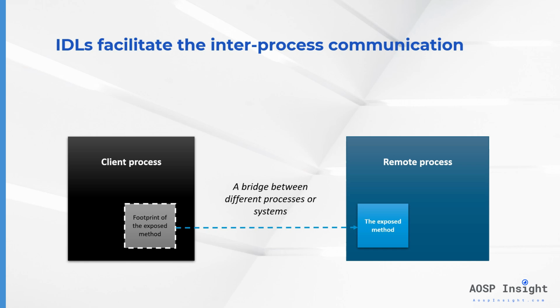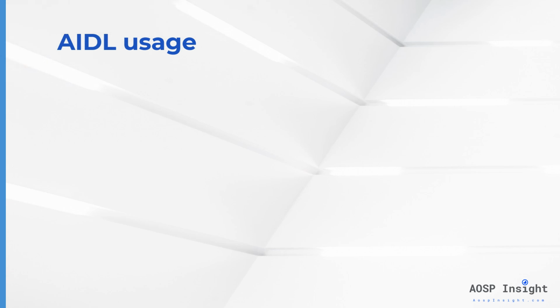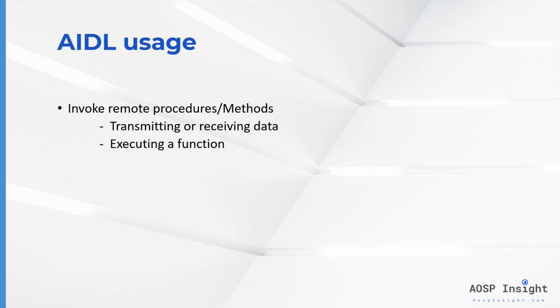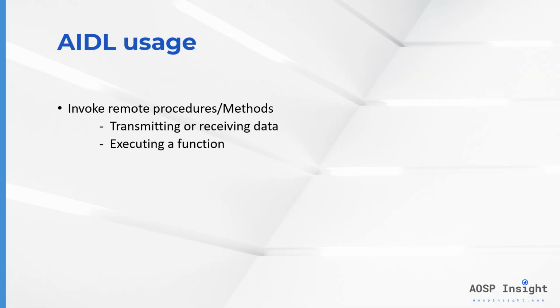But what is AIDL used for, and how should we use it, or where is it commonly applied? These questions could help clarify the role of AIDL. As I mentioned earlier, AIDL helps you to invoke procedures and methods for two main purposes. The first is transmitting or receiving data, and the second is executing a remote function. Now we know what AIDL could do. Let's move on.